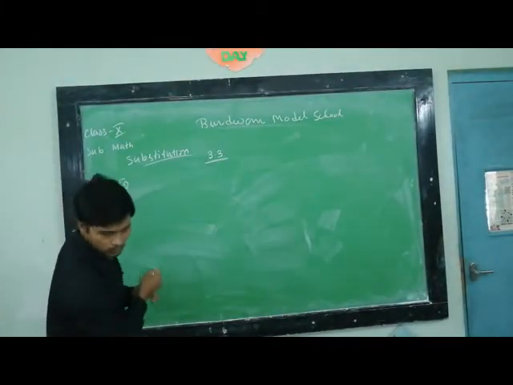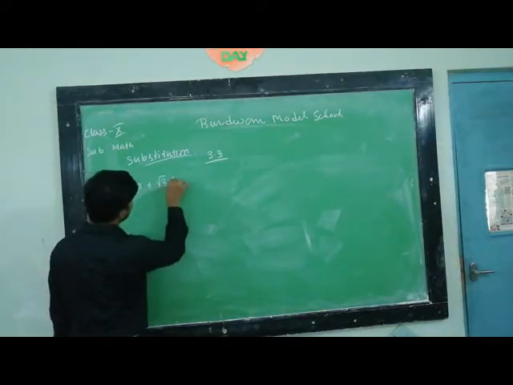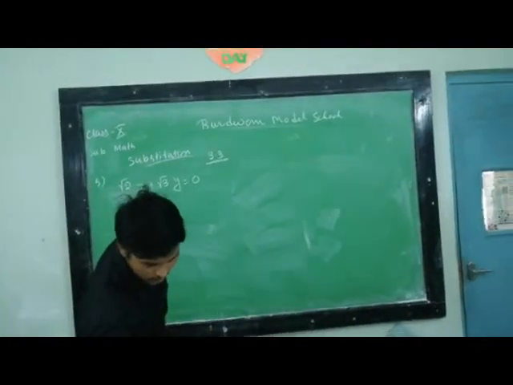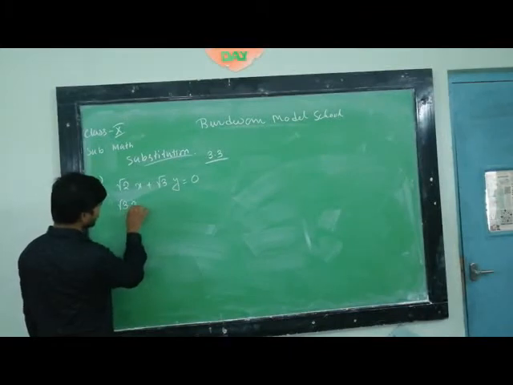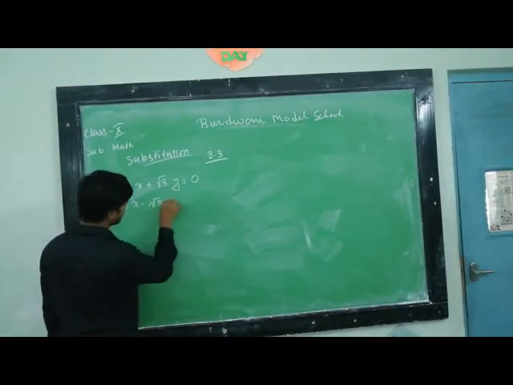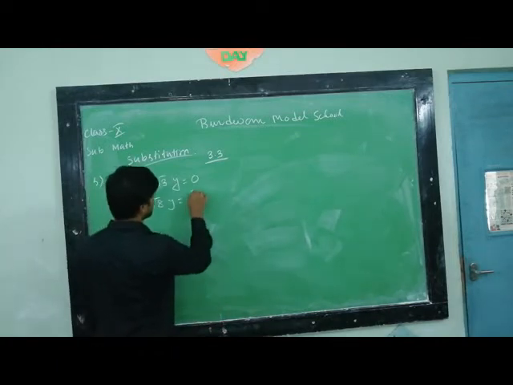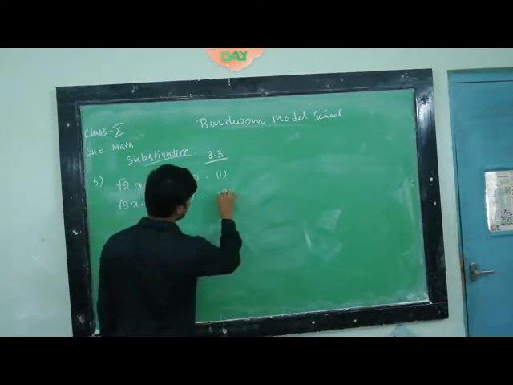Root 2x plus root 3y is equal to 0. This is the first equation, and the second equation is root 3x minus root 8y is equal to again 0. Let this be our equation number 1 and this be our equation number 2.